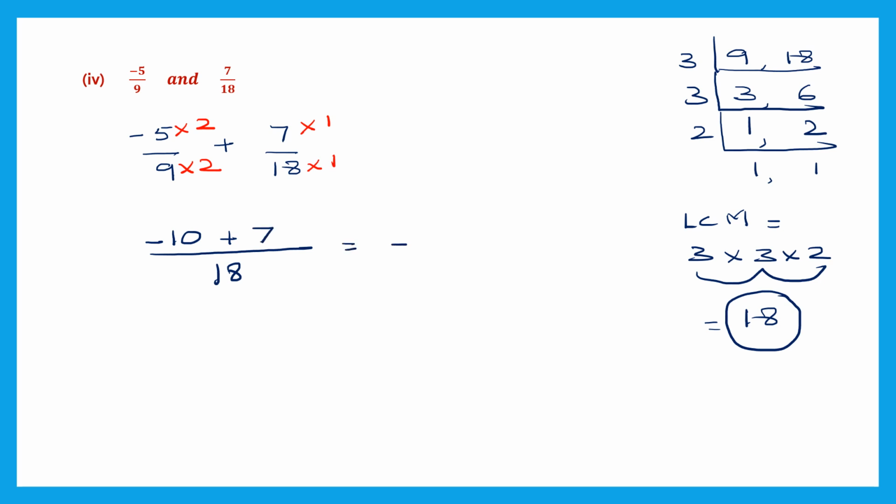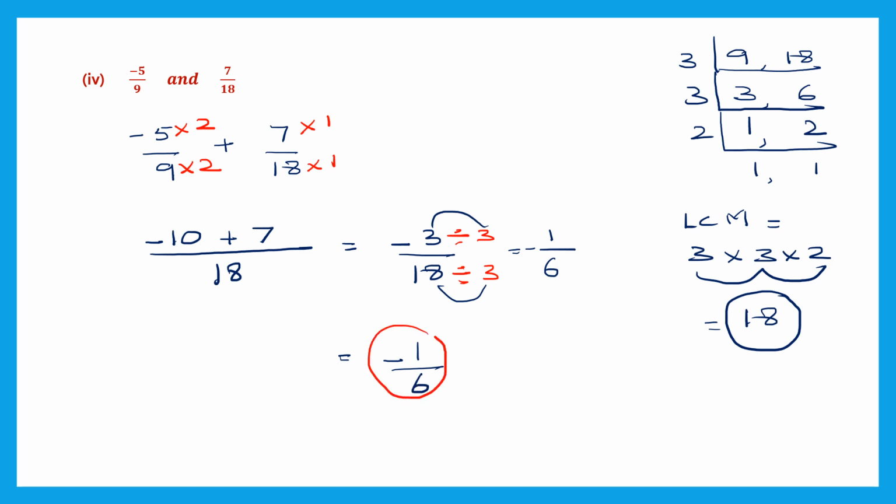Signs are different. Put the sign with the bigger number and subtract. 10 minus 7 is 3 by 18. Now minus 3 by 18 we have here. 3 and 18 are both divisible by a common factor. So we can reduce it to the lowest term. Both are divisible by 3. So what do we have here? 3 1s are 3, 3 6s are 18, and we have a minus sign. So what is our final answer? Minus 1 by 6. So this is our final answer.